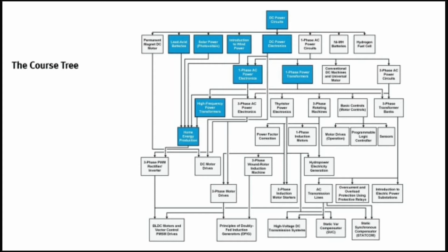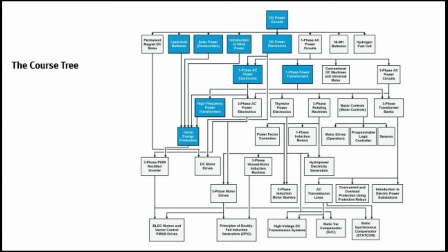Starting at the top, we have the most basic topics: DC power circuits, AC power circuits, single phase, three phase, the transformers, single phase, three phase, the renewable energy technologies themselves, solar power, wind power. Then we dive into the power electronics, single phase, three phase, DC, to eventually arrive at home energy production, which we will be looking at together today.